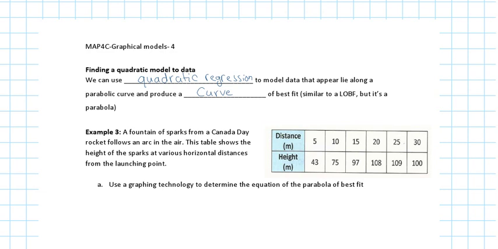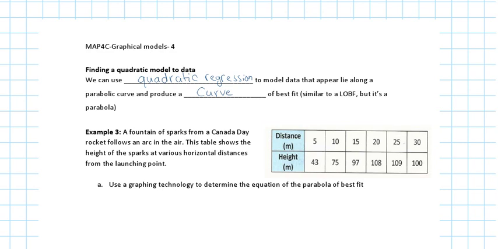This table shows the height of the spark at various horizontal distances from the launching point. So I have the distance from the launching point versus the height of the spark. Use a graphing technology to determine the equation of the parabola of best fit. So they want you to find the equation of the parabola of best fit. They're telling you it's going to be quadratic.